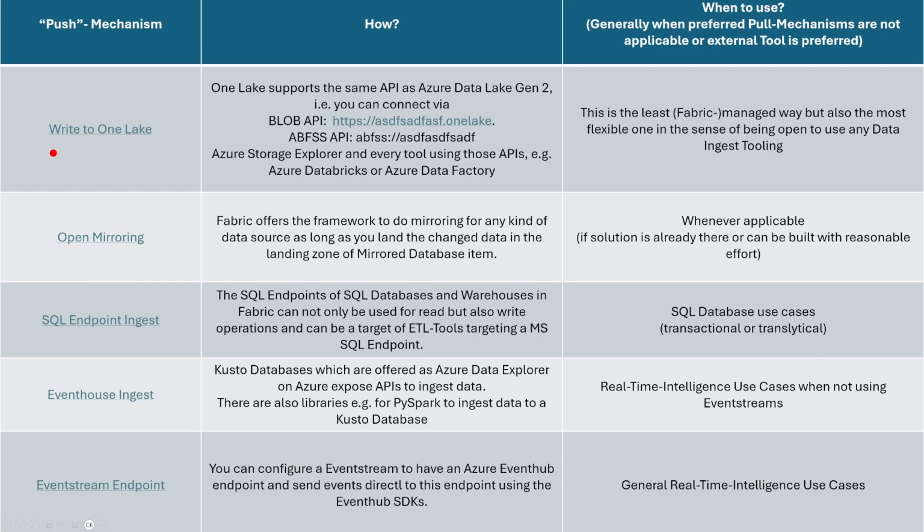First of all, you can always write to OneLake. The Microsoft Fabric OneLake supports the same API as Azure Data Lake Gen 2. So basically the Blob API or the ABFSS API, with URLs like this, starting with these kinds of prefixes. If this looks familiar to you, or if you're used to using these APIs, then you're good.